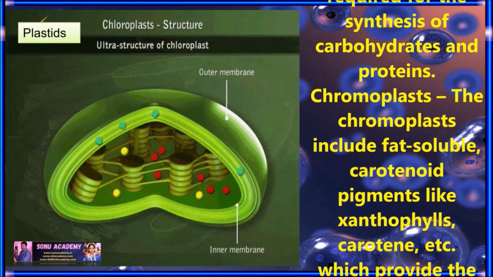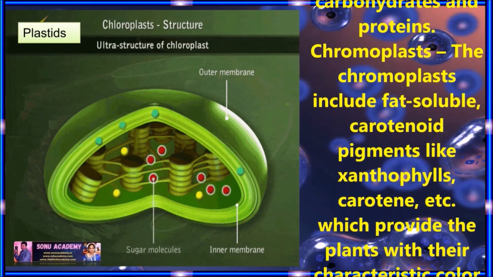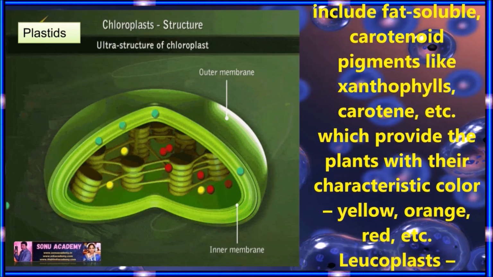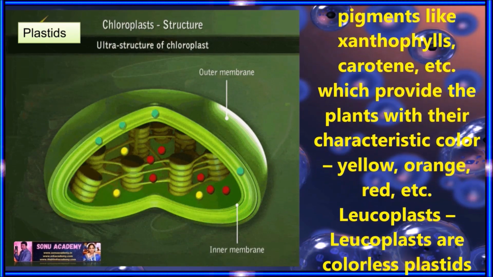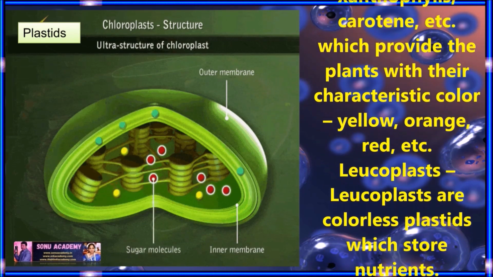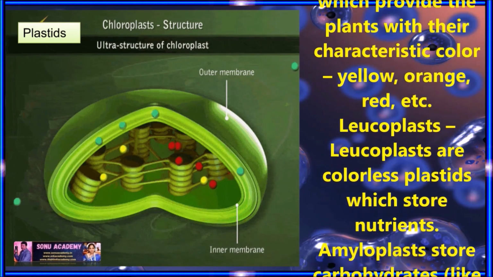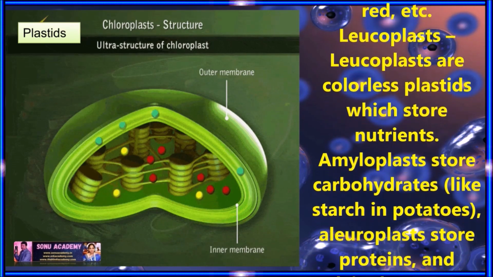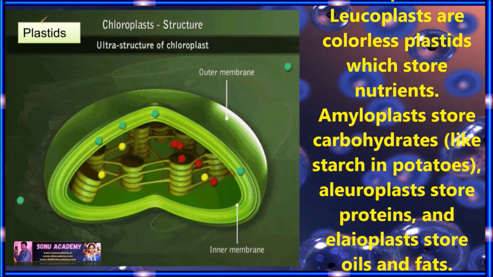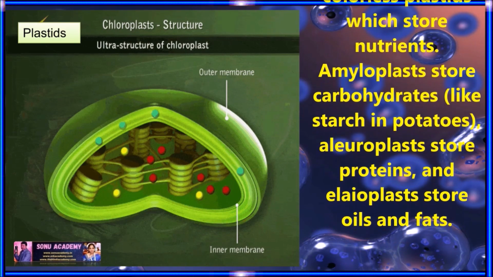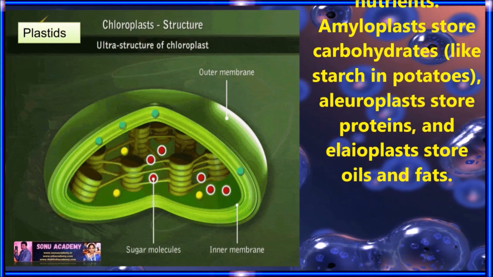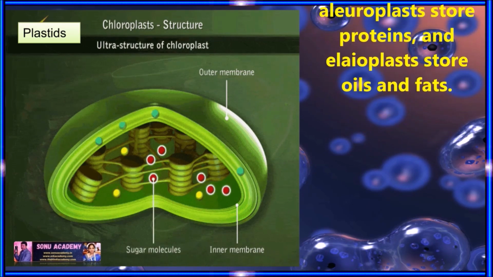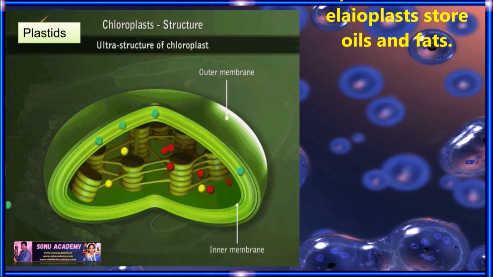Chromoplast. The chromoplasts include fat-soluble carotenoid pigments like xanthophyll, carotene, etc., which provide the plants with their characteristic colors: yellow, orange, red, etc. Leucoplasts. Leucoplasts are colorless plastids which store nutrients. Amyloplasts store carbohydrates like starch in potatoes. Proteinoplasts store proteins and elaioplasts store oils and fats.